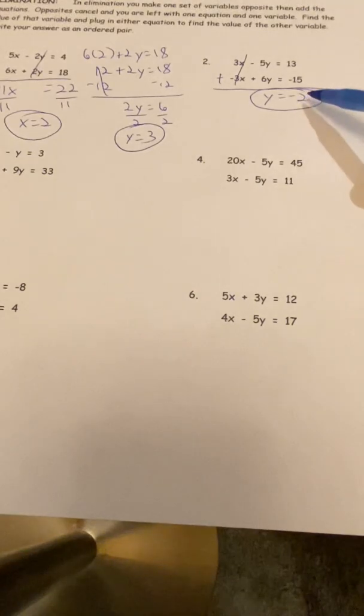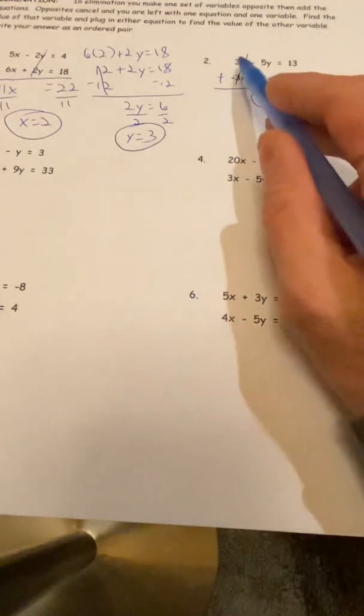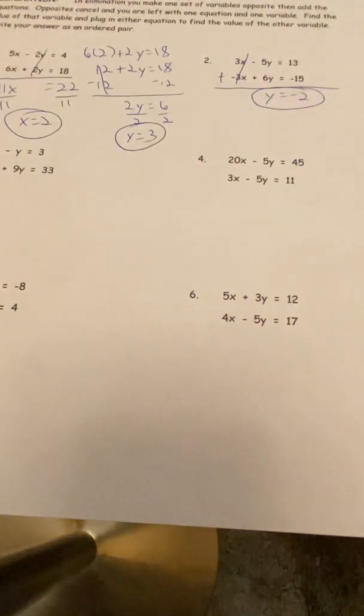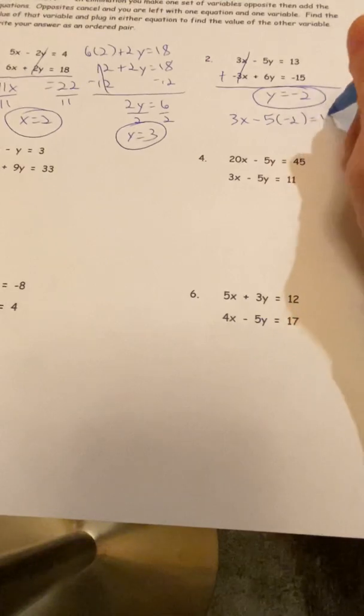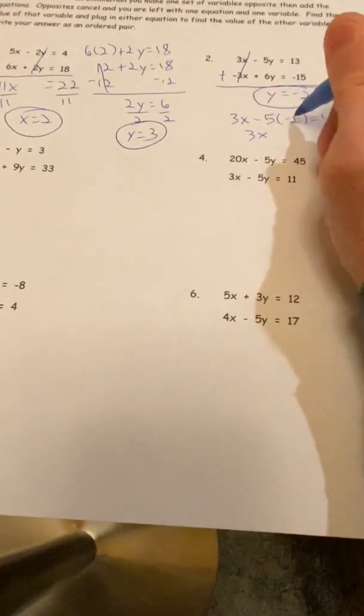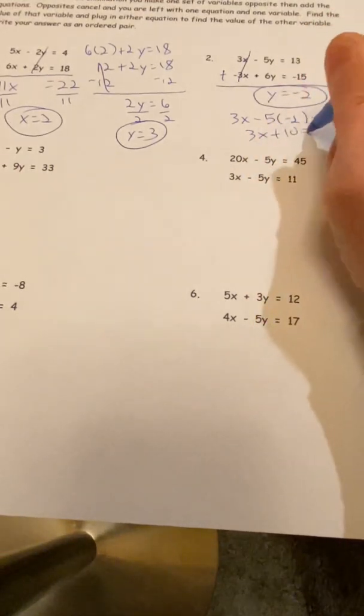Now we plug this back into one of the equations. Again, it's your choice here if you want to use the top one. I know over here we used the bottom one. It's your decision now. I'd say it's probably about even either way. I'll use the top one here. 3x minus 5 times y, which is negative 2, equals 13. Then we have 3x minus 5 times negative 2. That's where you do have to be careful, it is 10.